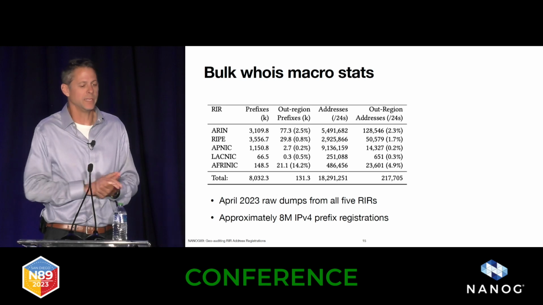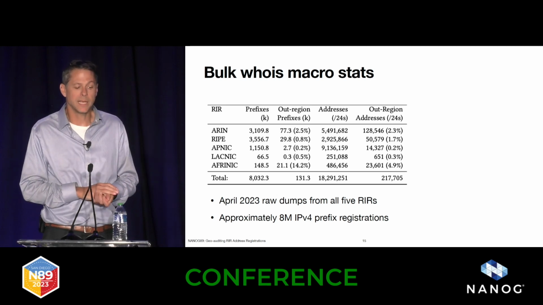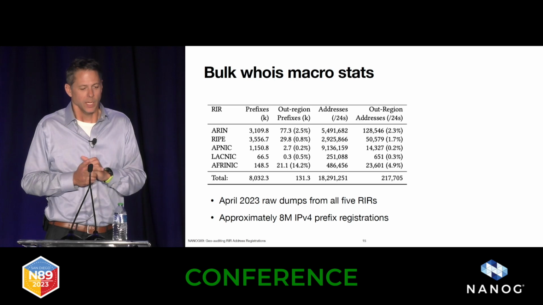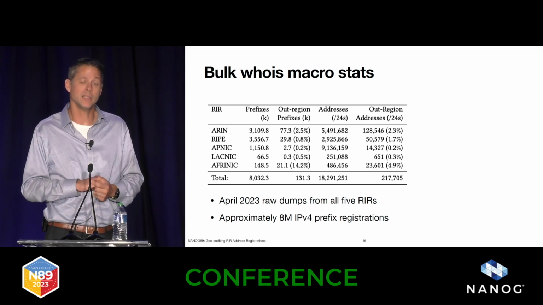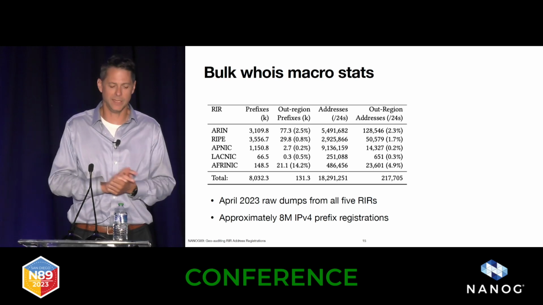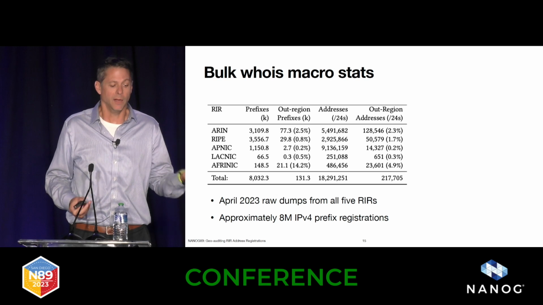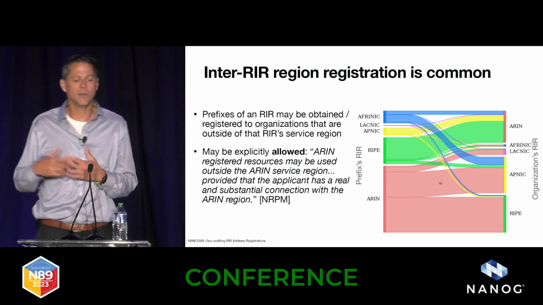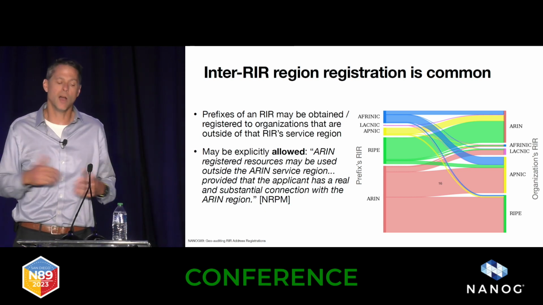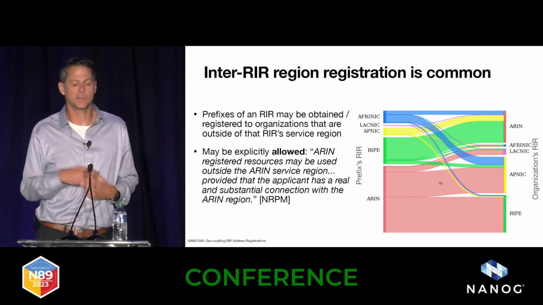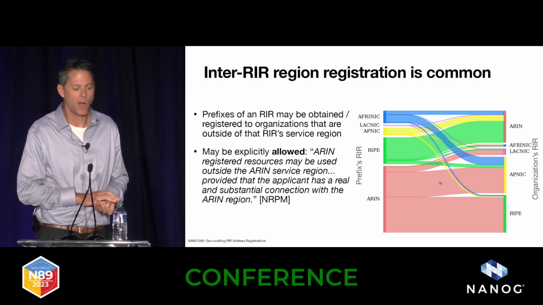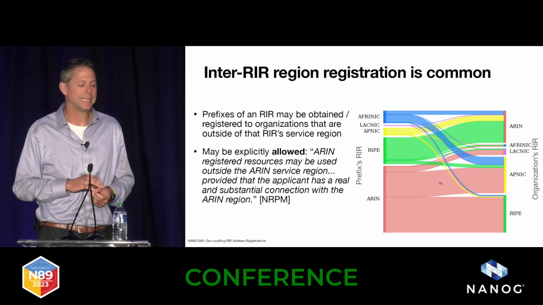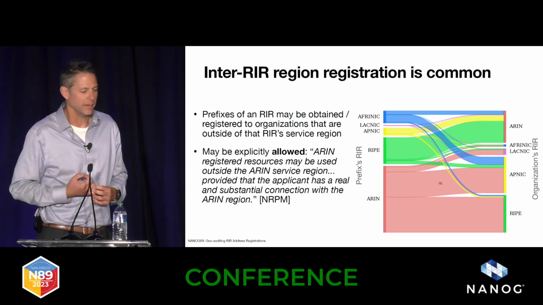And for ARIN, for example, there are about 3 million of these prefixes, and about 2.5% of those have organizations with an address that's out of region. By contrast, if you look at AfriNIC, fully 14% of those records actually have addresses that are out of region. So one of the points here is that this inter-RIR registration thing is not uncommon, right? It happens. In fact, it may be explicitly allowed. Again, quoting from ARIN's policy manual, registered resources may be used outside of the ARIN service region, provided that the applicant has a real and substantial connection to the ARIN region.